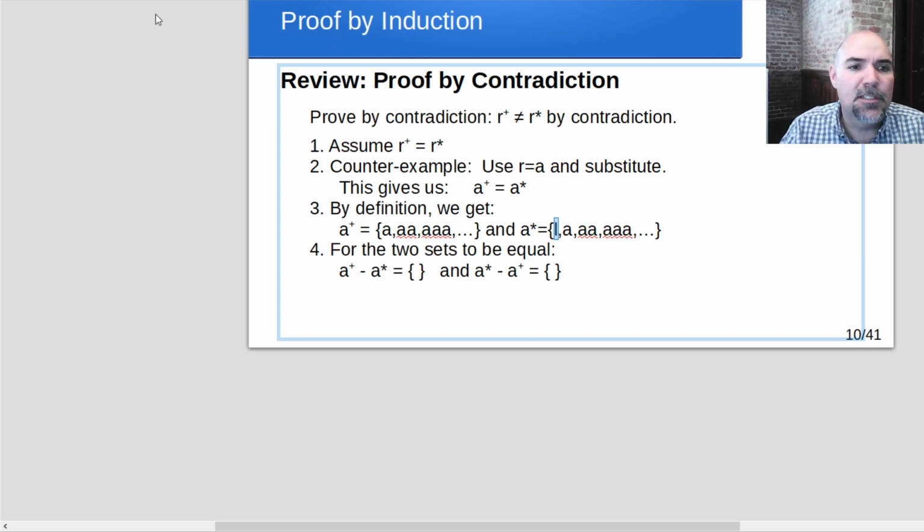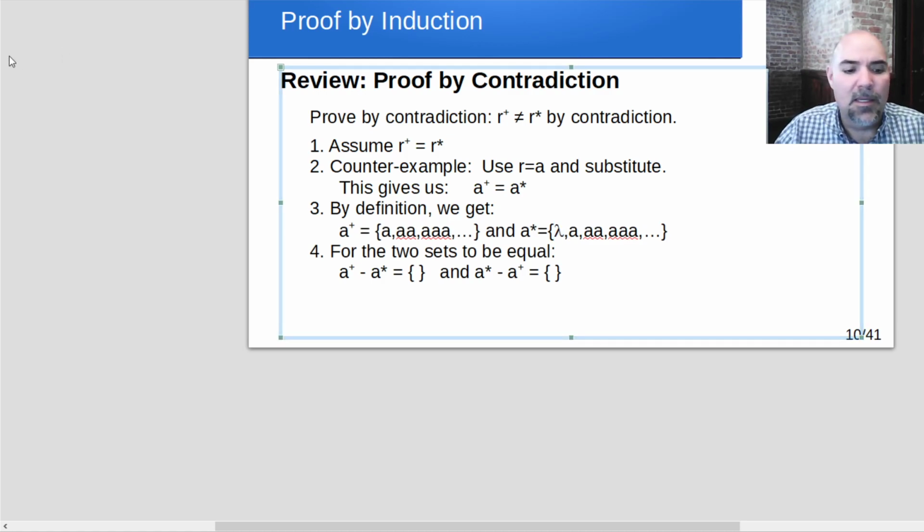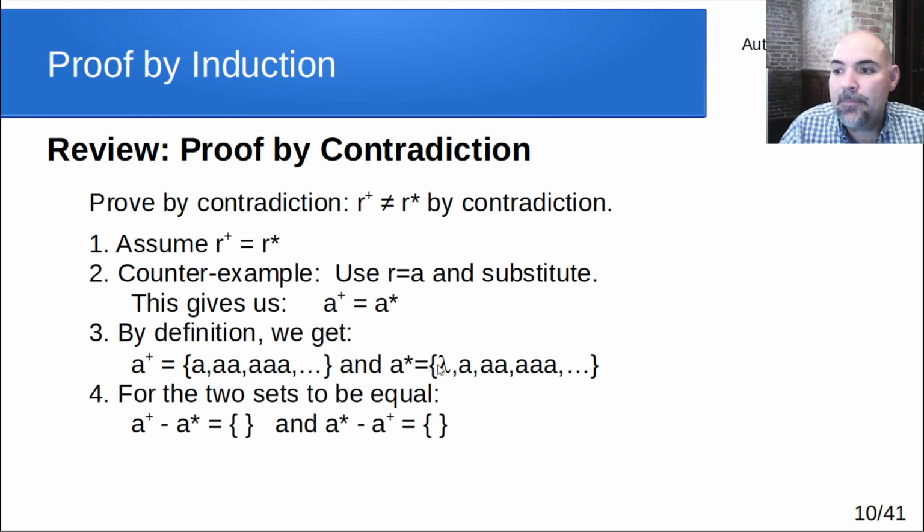So I just need to change the font. And now we're back. All right. So the only difference being the lambda. For the two sets to be equal, one minus the other should be the empty set. And if we switch them and do a set difference the other way, we should also get the empty set. So if that's true, the only possibility is that this is equal to that. So let's see if that's true.